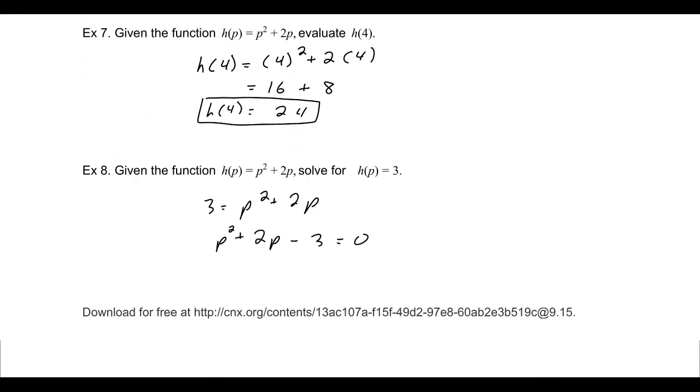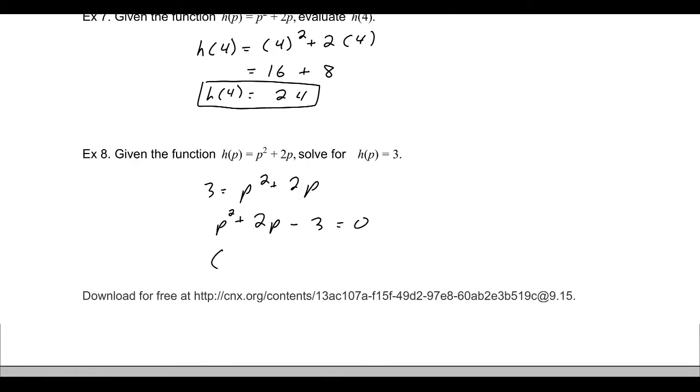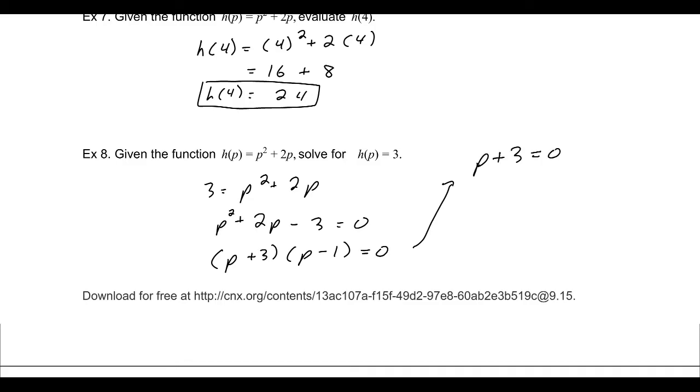Now that quadratic factors as (p plus 3) times (p minus 1) equals 0, which leads us to the fact that p plus 3 equals 0, or p minus 1 equals 0. So p equals negative 3, or positive 1.